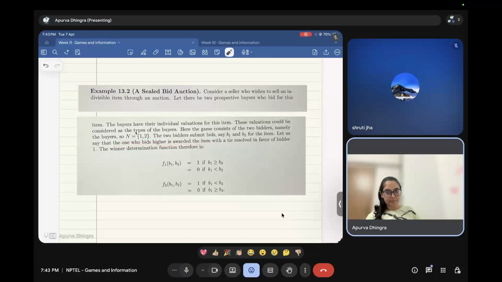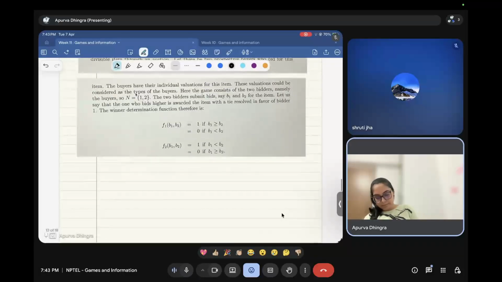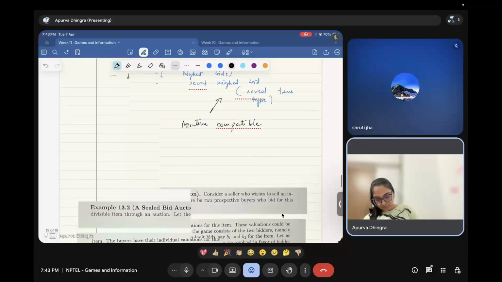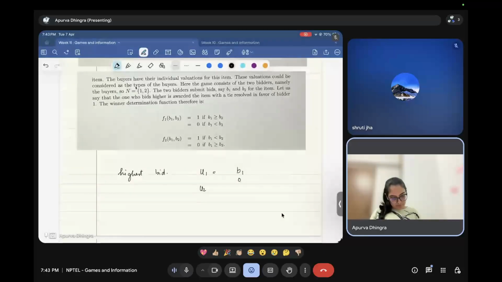The next part of talking about auctions is to decide what to do with the price that they have to pay. So the two scenarios that I talked about above. If it was the case of the highest bid, then utility, I'm going to write it as utility for player 1 and utility for player 2. The utilities obviously depend on the values of b1 and b2. Utility for player 1 would be b1 or 0, and similarly for player 2 it would be b2 or 0.